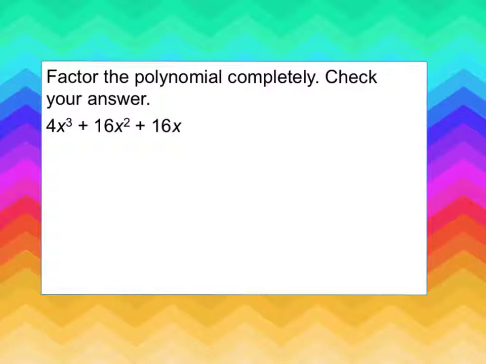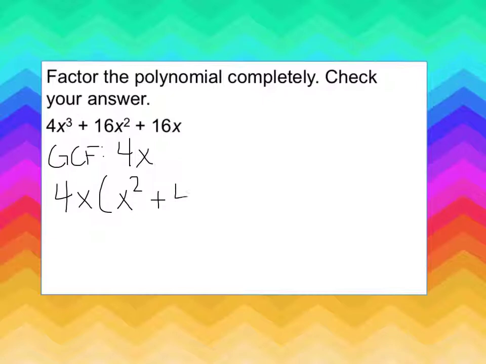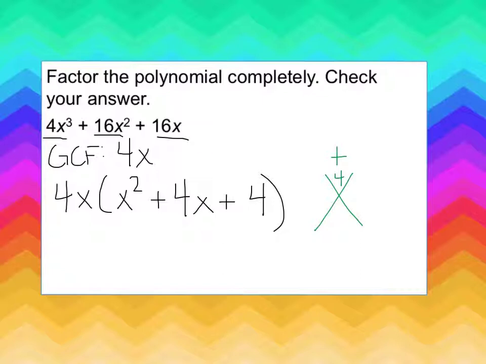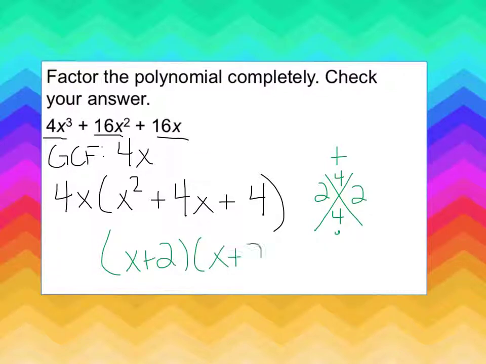Step 1 is always check for the GCF, and we have a GCF here. The GCF is going to be 4x. So we'll divide everything by 4x, and inside the parentheses we would have x squared plus 4x plus 4. And that's dividing every term here by 4x. And now we can factor what's on the inside using the x method. So plus goes up here, 4, multiply 4, 2 and 2. So inside the parentheses we have x plus 2 times x plus 2.